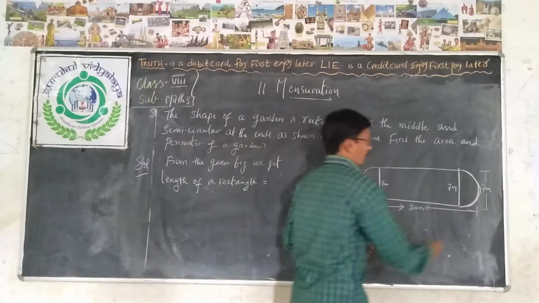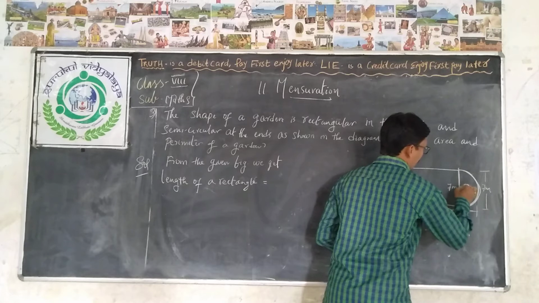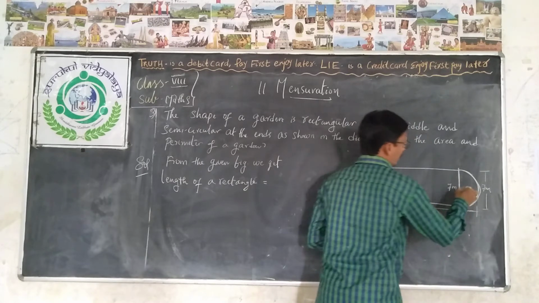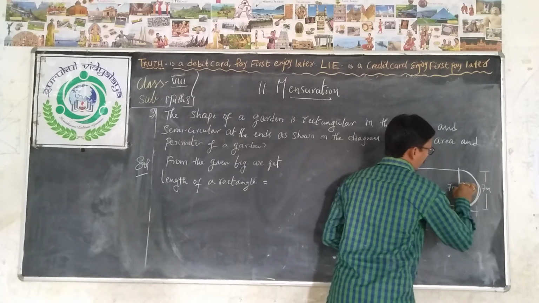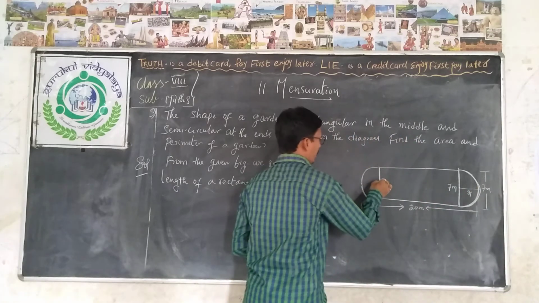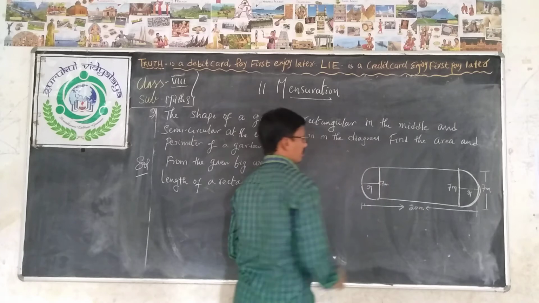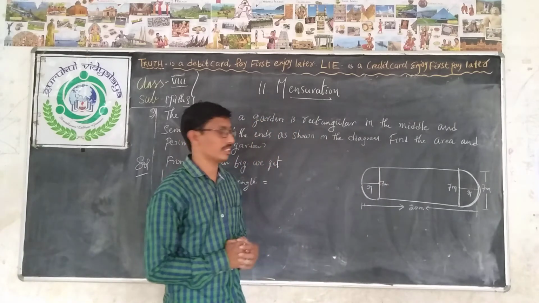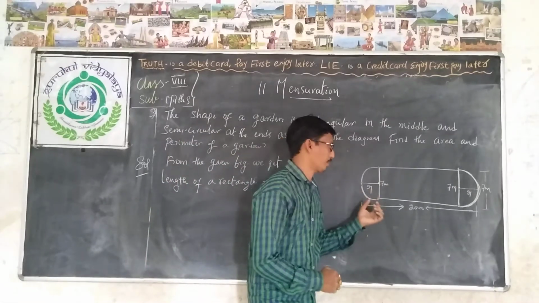Suppose this is the center of the semicircle. Here to here, what will it be? Radius. And here to here, also radius. Very clearly observe, children. Very important problem, very tough problem.